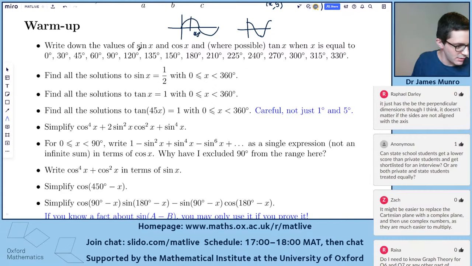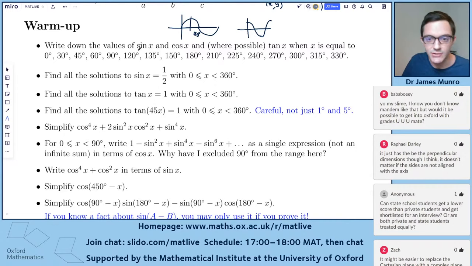Somebody asks in chat, is it possible to get into Oxford with grades UUU? That would not meet our standard conditional offer. We do like people to do well in their A levels or equivalent. Okay.